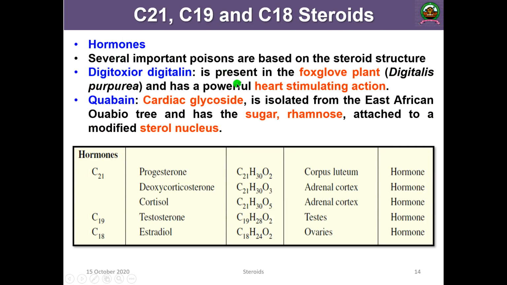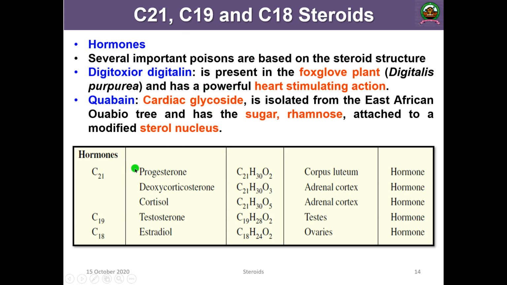Several important poisons are based on these particular structures, and other important components are digitoxin and digitalin. It is present in the foxglove plant, commonly Digitalis purpurea, and these components act as powerful heart stimulants. Then another component is known as ouabain. That is obtained from an East African Acokanthera tree, and has the sugar rhamnose attached to the sterol nucleus. And here you can see the cardiac glycoside also present here. Cardiac glycoside, like we said.